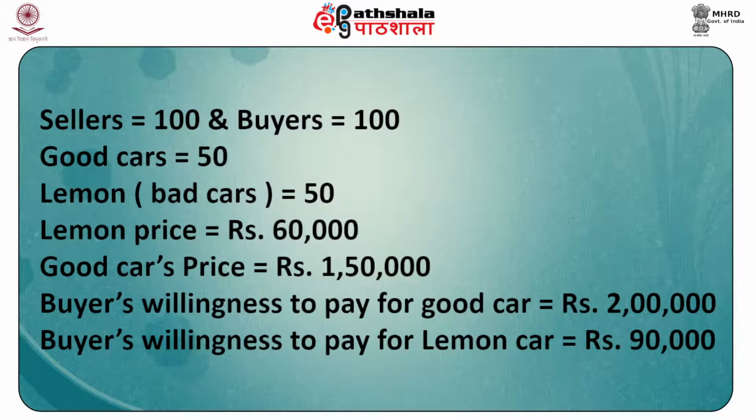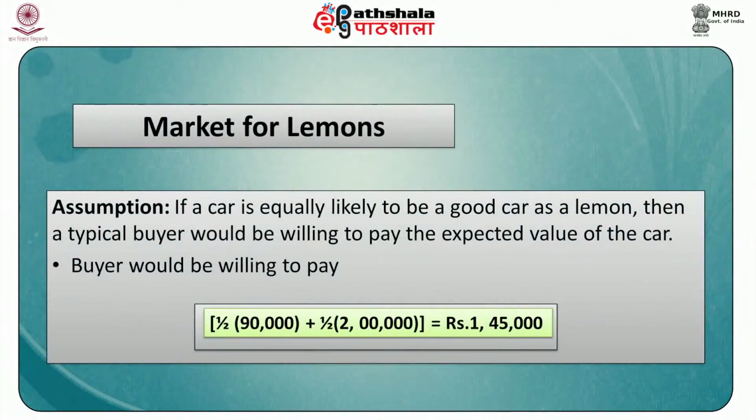But if the buyers are unable to observe the quality of the car, then the worth of the car will be guessed by the buyer. Let us assume that if a car is equally likely to be a good car as a lemon, then a typical buyer would be willing to pay the expected value of the car. Using the numbers described above, this means that the buyer would be willing to pay half of 90,000 plus half of 2 lakhs, which is equal to rupees 1,45,000.